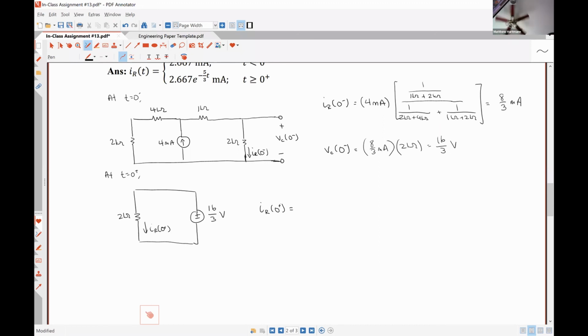So how do I go about solving for this current? It would just be the voltage divided by the resistance. Yeah, just good old Ohm's law. So 16/3 of a volt divided by 2 kilo ohms gives me 8/3 of a milliamp. All right, so what is my equivalent capacitance? 300 microfarad. What is my equivalent resistance?